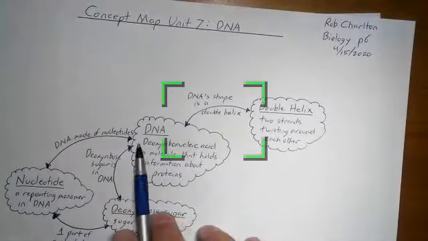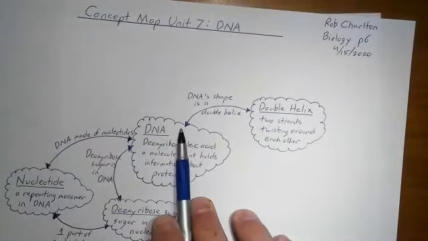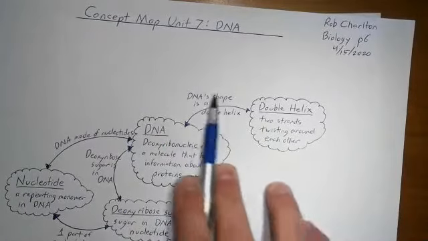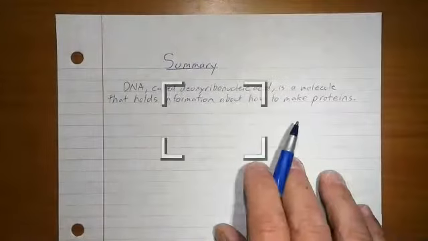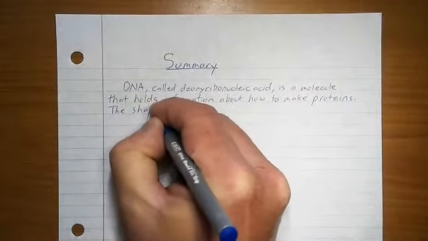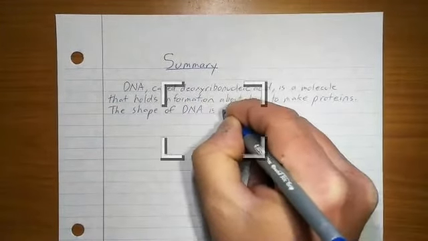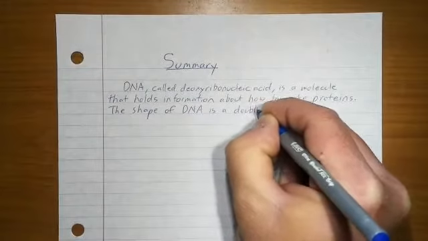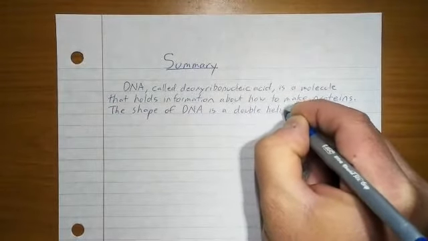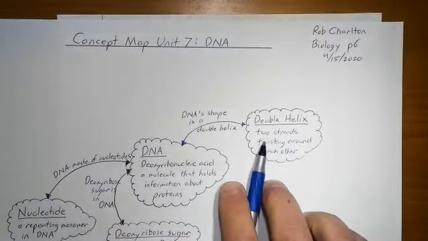Where do I go from here? Which connection do you want to follow? I'm going to follow double helix. So I follow the connection. I turn this now into a sentence. Okay. The shape of DNA is a double helix, period. Okay, connection done. Now where do I go? To the next cloud. What is a double helix? It is when two strands are twisting around each other.